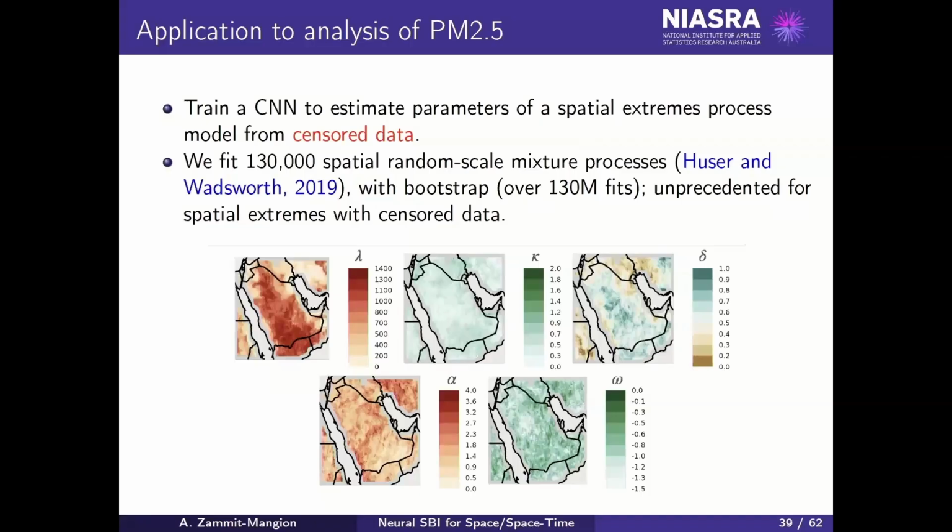So, and even fitting one of these models using composite likelihood, you can't even do full likelihood, right? It takes a really long time. So this is a total game changer when it comes to models of spatial extremes.